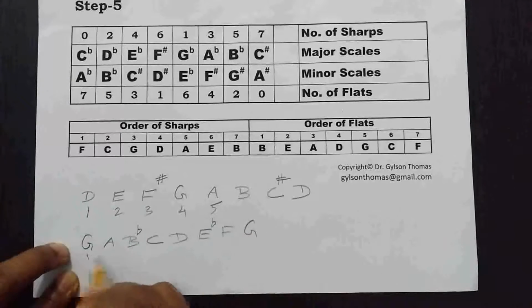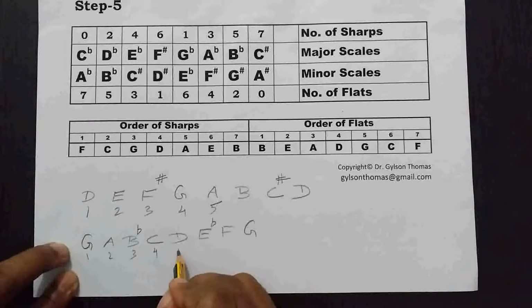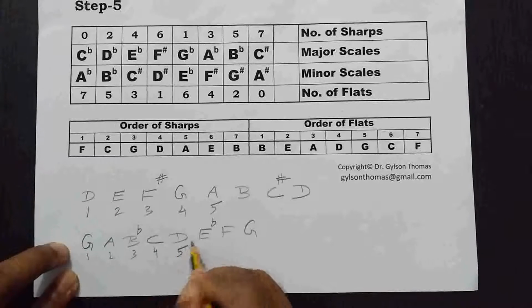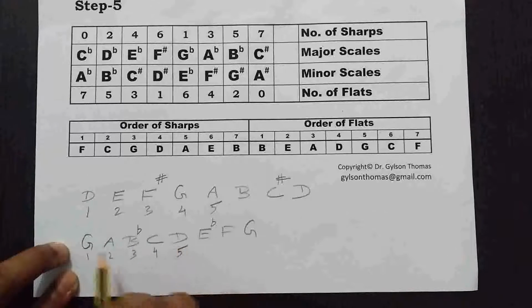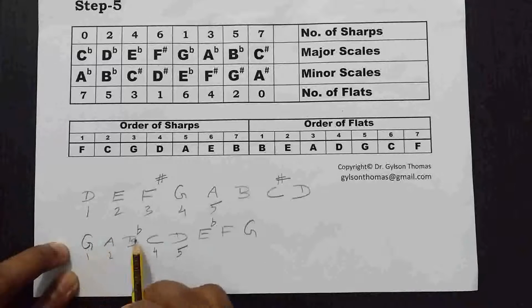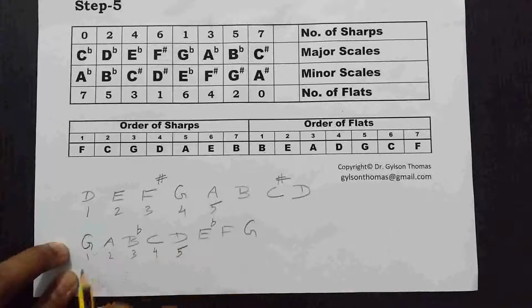Now the G minor chord can be obtained by taking the first, third and fifth notes. That is, G, B flat and D constitute the G minor chord.